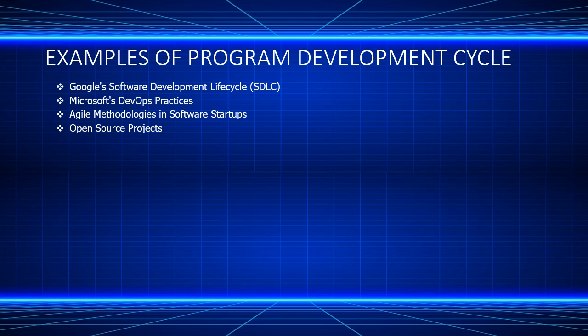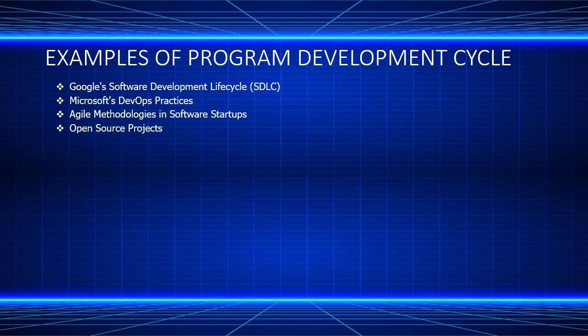Microsoft's DevOps practices. Microsoft has embraced DevOps practices, including continuous iteration, continuous delivery, and automated testing, to streamline the development and deployment of its software products. By adopting these practices, Microsoft has achieved faster release cycles, improved collaboration among teams, and heightened customer satisfaction across products like Microsoft Office 365 and Azure.